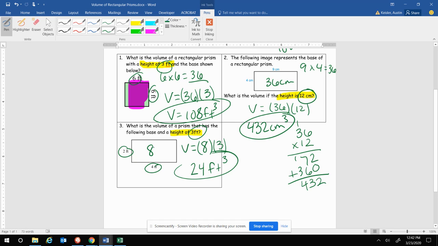All right, so that's volume. Remember, always find the area of the base, and then do not forget to multiply it by the height.